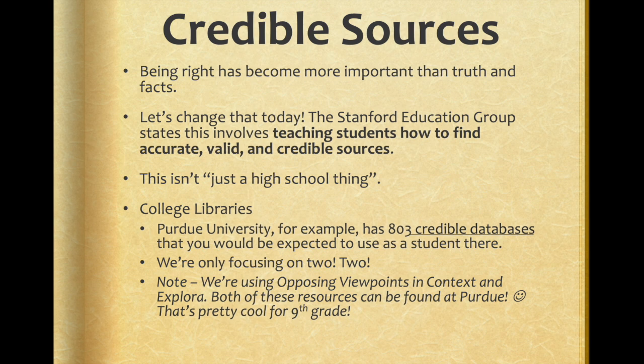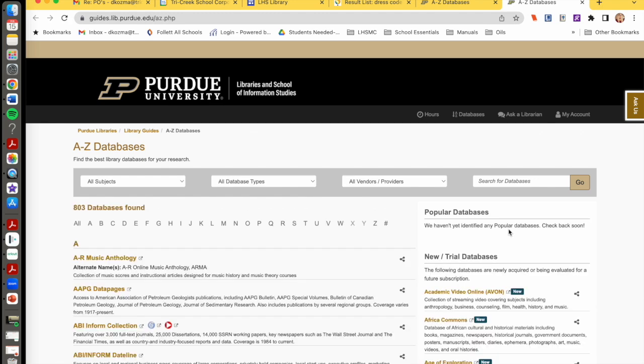And I want you to know that this is not just a high school thing. College libraries do this as well. Purdue University, for example, has 803 credible databases that you would be expected to use as a student there. Let's take a look. So if I hit that link, it takes me to the Purdue University Library and School of Information Studies. And you can see right here, they have 803 databases.